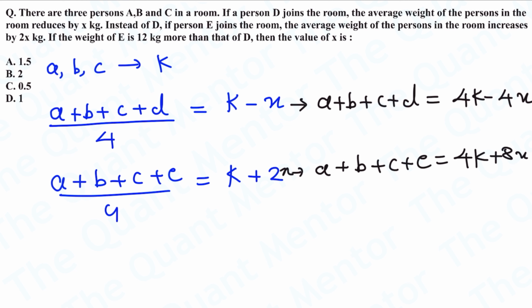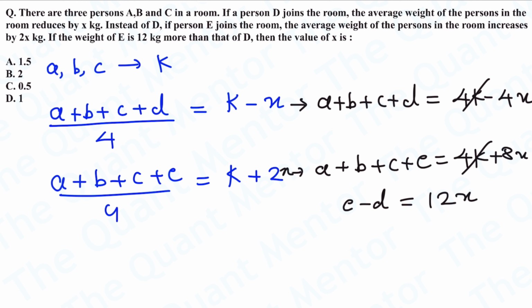So the next step is we subtract these two equations. When I subtract these two equations, I'll get E minus D will be equal to, 4K cancels, 8x minus 4x is 12x.